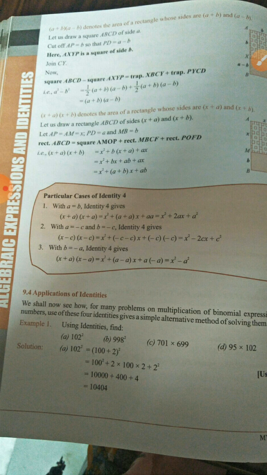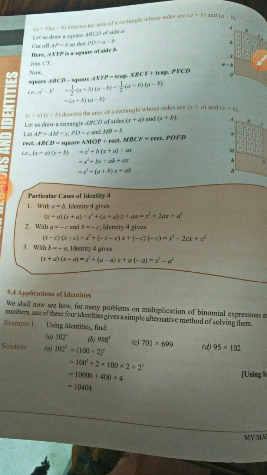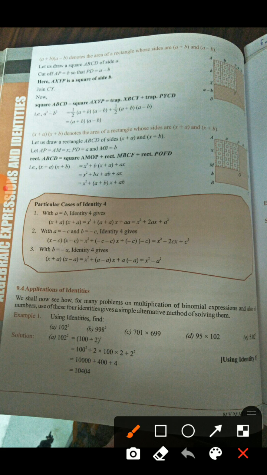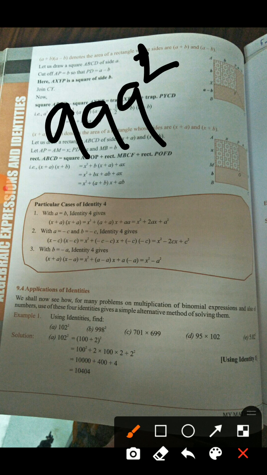Now application of the identity. What we will see is that the multiplication of binomial expressions can be made easier by using these identities. So for example, if you have to find out the square of a larger number, say 999 square, it is very tough to multiply 999 by 999 two times. Not that tough, but it will take time.